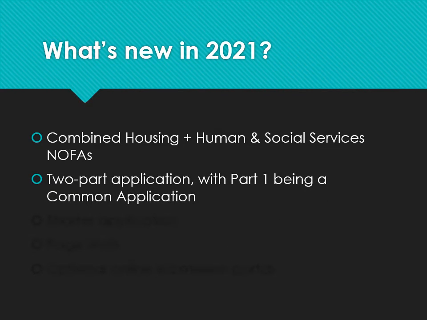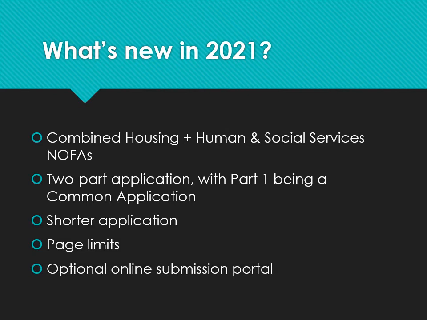This two-part application begins with Part 1, which is a common application this year. I'll talk more about that in a moment. In general, this is a much shorter application than you've seen in the past. There are also now page limits for how much information you are expected to provide, and those page limits will be enforced. In addition, there's an optional online submission portal, so this year you'll have the option to submit your application online instead of in hard copy.